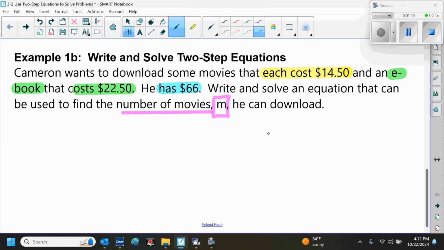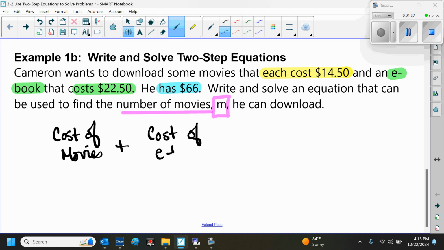So if we find the total cost of the movies, right? So let's write cost of movies plus the cost of the ebook, okay? That has to be $66, okay? So now, I'll just write $66, okay?